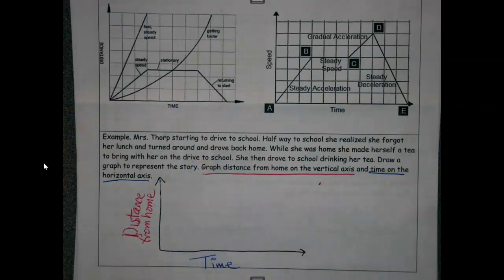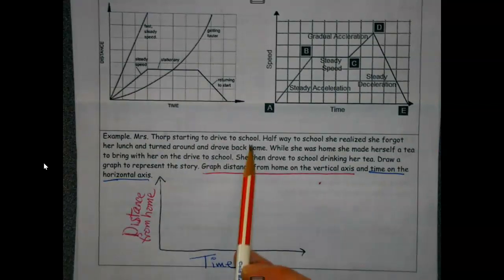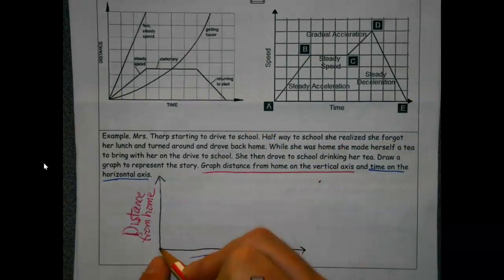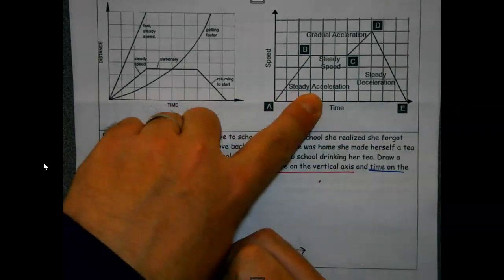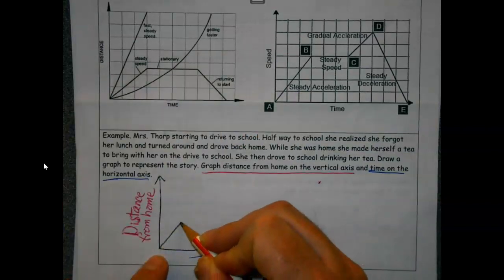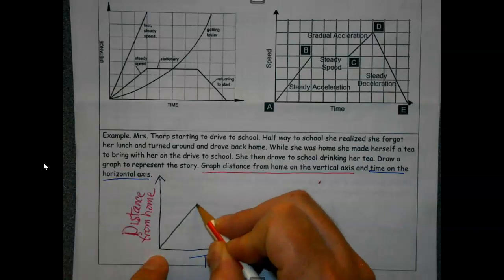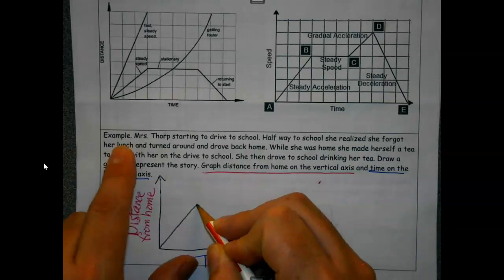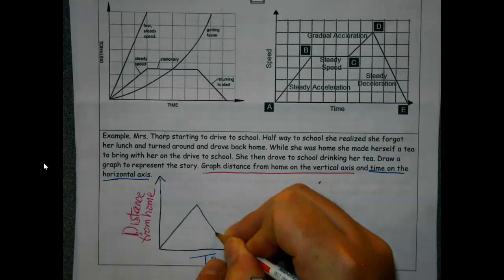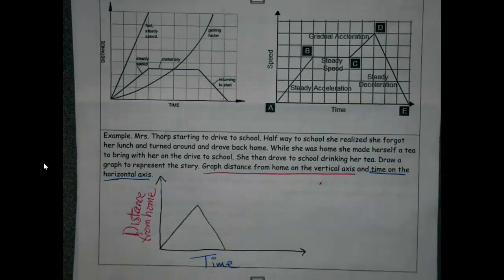Okay, Mrs. Thorpe started driving to school. Now, it didn't say she was driving like a crazy person, so it's not like she's going fast. So kind of steady seems legit, so she's going along a bit. But then when she's halfway, she goes, oh crap, I forgot my lunch. She had to turn around and go back home, okay, where she would stop.